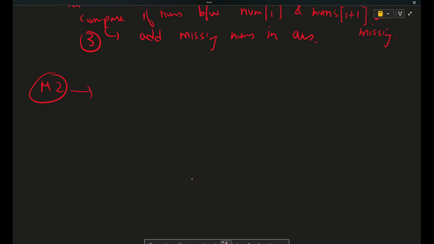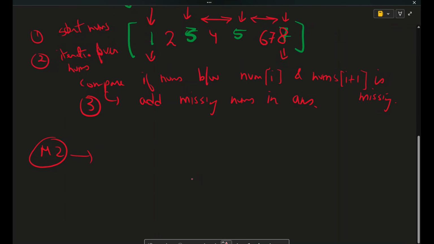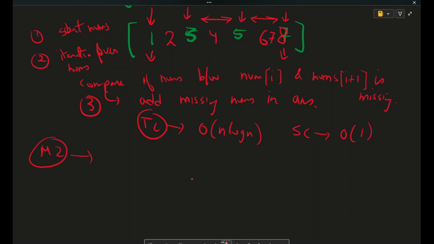What we can do is, we know the first approach will have a time complexity of n log n, because we are sorting, so the highest time complexity is that of sorting. And the space complexity will be big O of 1, that is constant, because we are not taking any extra space.